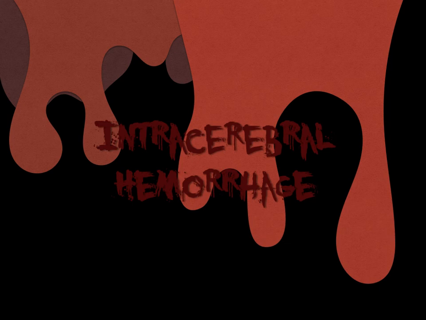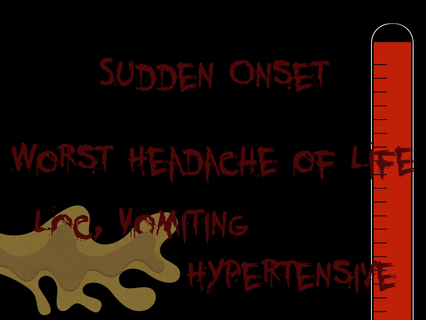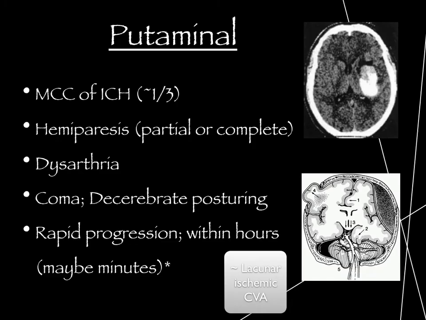So what makes you think about this? Well, sudden onset, worst headache of life, loss of consciousness, vomiting, elevated blood pressure. These are all things that need to make you think about hemorrhage. Now, if it's bad enough to cause a stroke-like syndrome, you would expect to see it on a CT scan. And the most common cause of intracranial hemorrhage is a putamenal hemorrhage. About a third of intracranial hemorrhages are this.